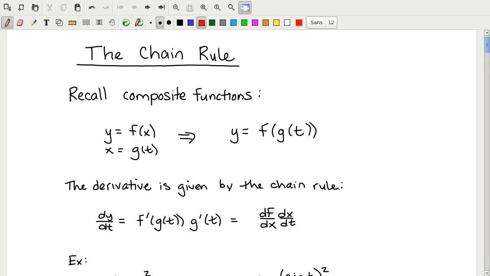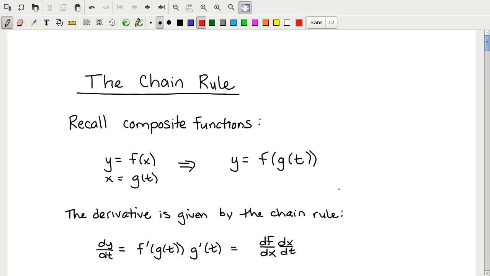So this is just some image that you can have in your mind. You might pause the video and think about that for a few minutes, that t is a driver for x, and x itself is a driver for f, and so the proper thing to do to find the rate of change of f is to multiply the two numbers together.